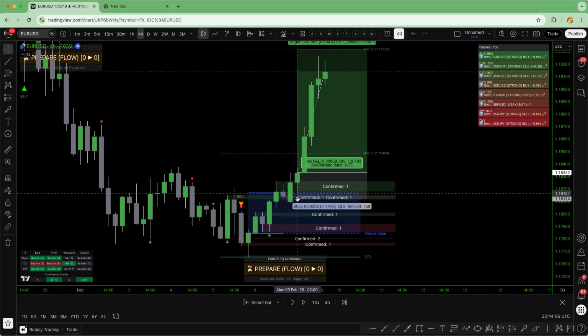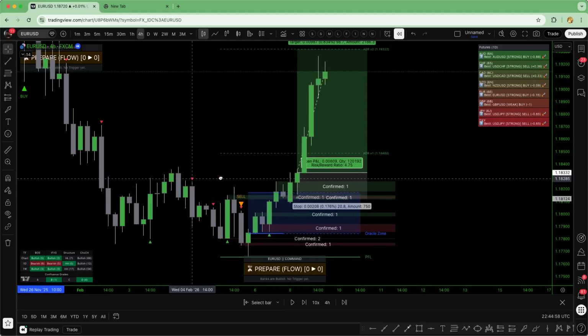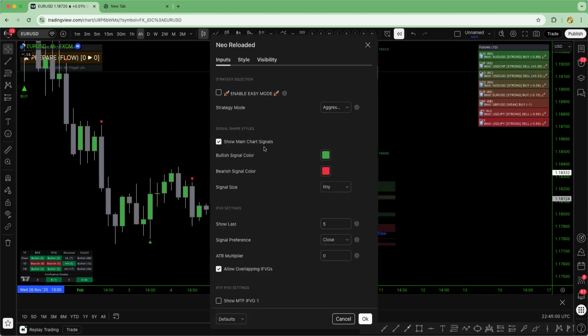Your first confirmation, which you already have the arrows on your chart, all you have to do is go to Neo and switch on show main chart signals. If you do that, these arrows will appear. I switched them off so people didn't have a lot of mess on their chart, because obviously we've got buy and sell alerts here as well. But these are actually good.